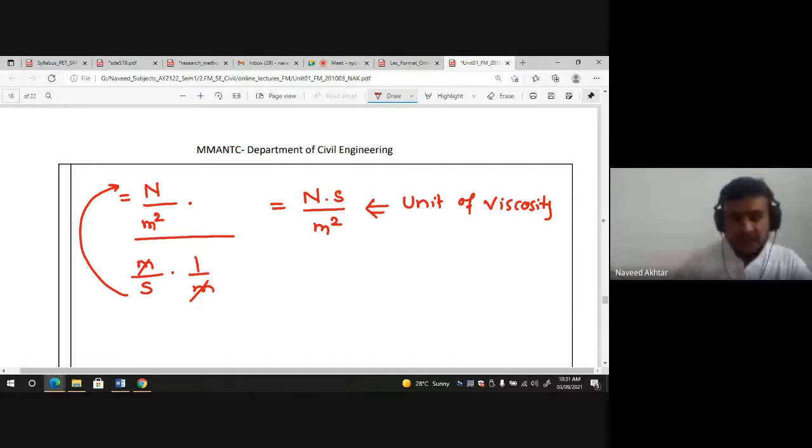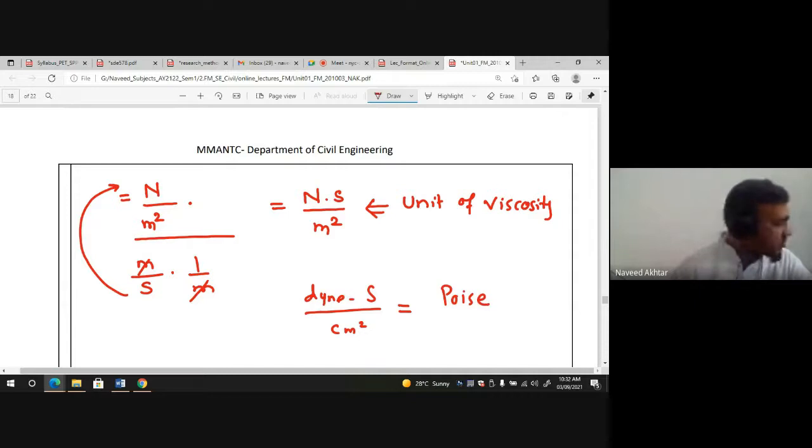And in case of the CGS system, it is written as dyne second per centimeter square, and it is called one poise. Okay, one poise.